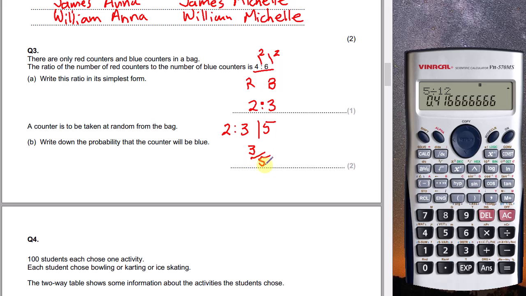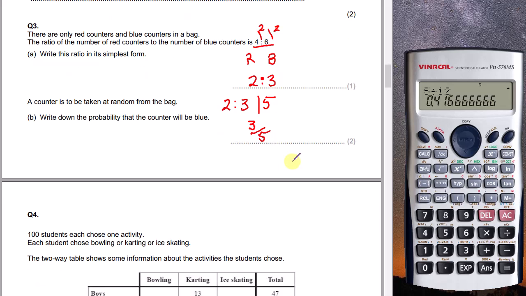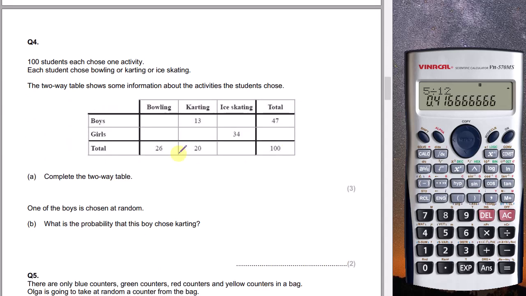Okay. So it's about knowing this. The 2 and the 3 are separate numbers. The total is 5. 100 students each choose an activity. Each student chooses bowling, karting or ice skating. So they're only choosing one activity each. A two-way table shows the information about the activity of students. Complete the two-way table.